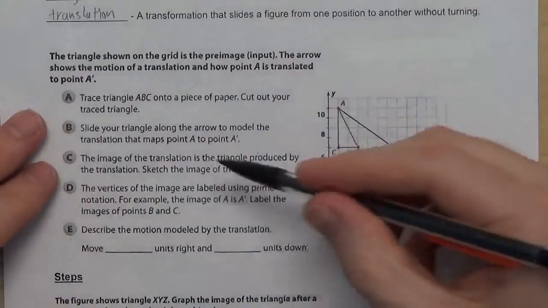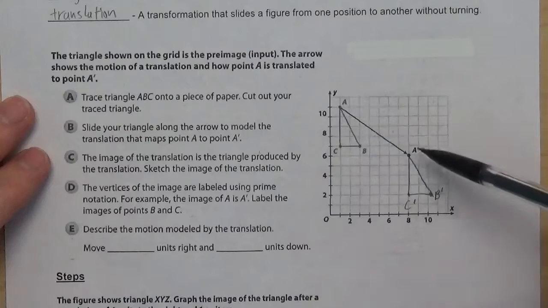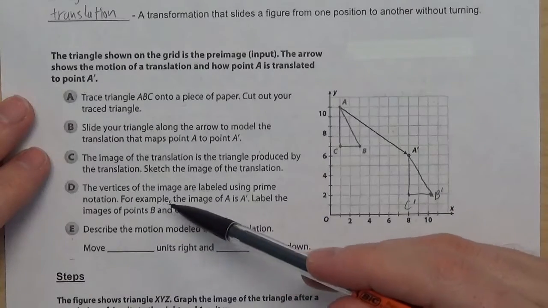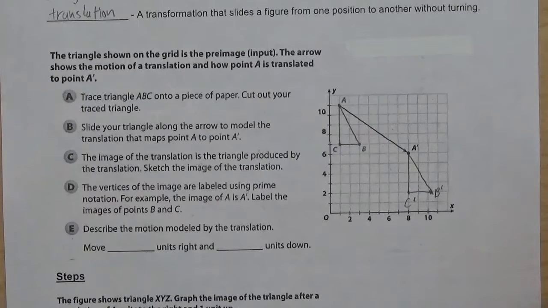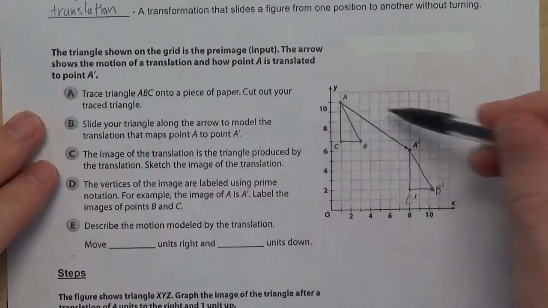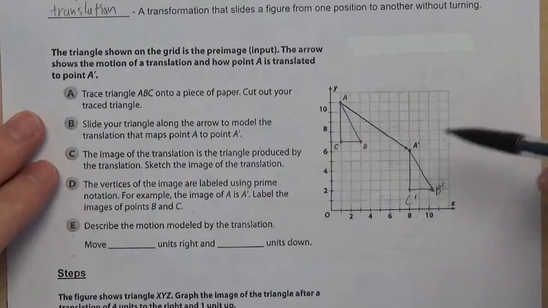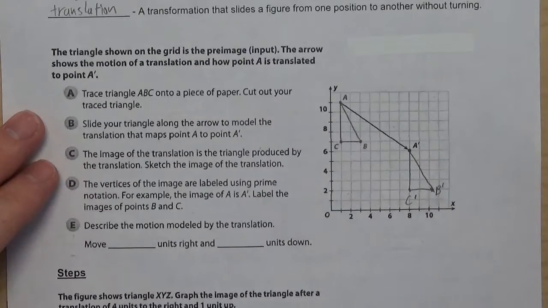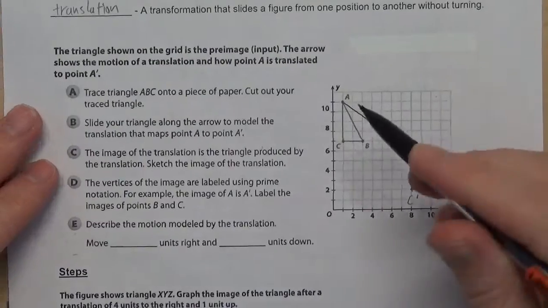Okay, the vertices of the image are labeled using prime notation. For example, the image of A is A prime. Label the images of B and C. We already did that here. This is B prime and that's C prime. Describe the motion modeled by the translation. So basically we moved to the right and we moved down. Now we moved diagonally, but if you were to describe two different directions that we moved to get there, you would have to say that we moved to the right and we moved down.